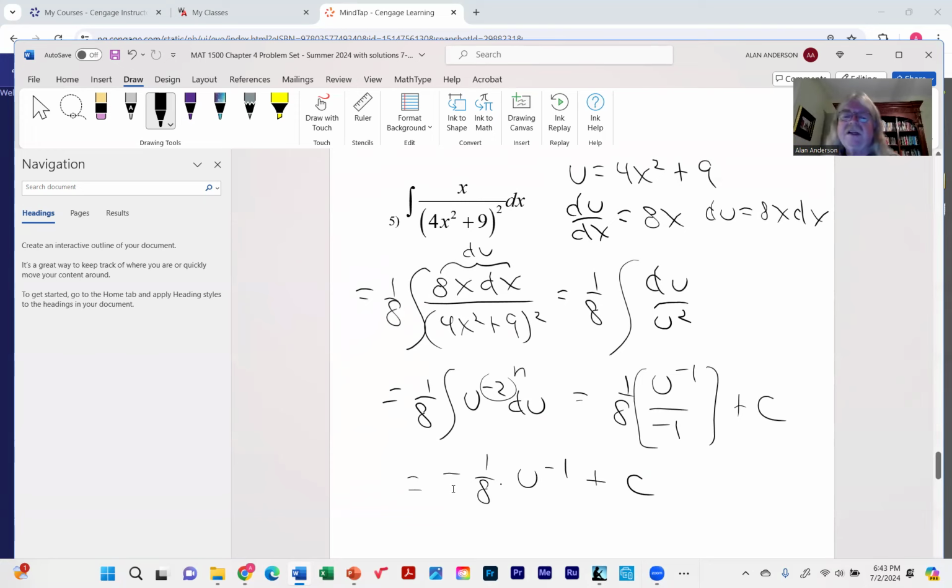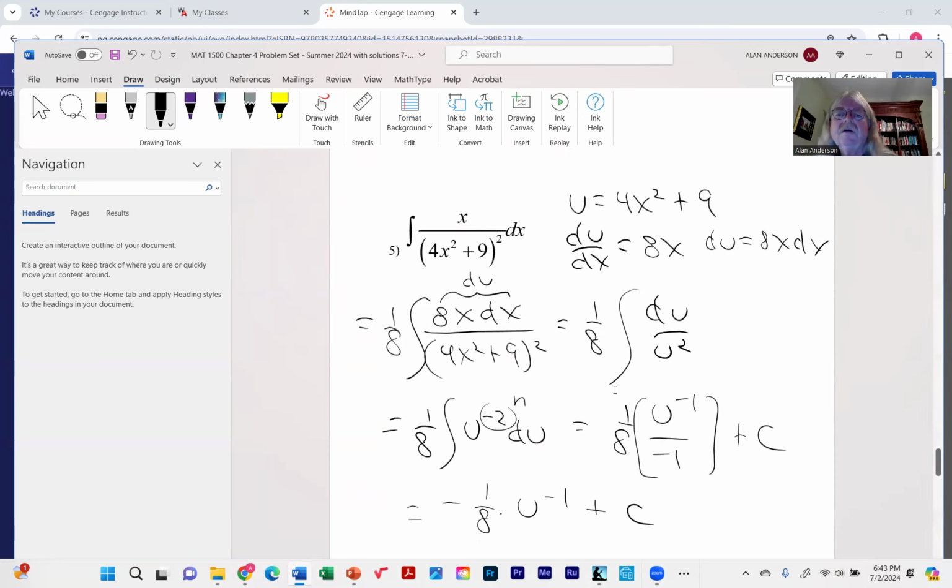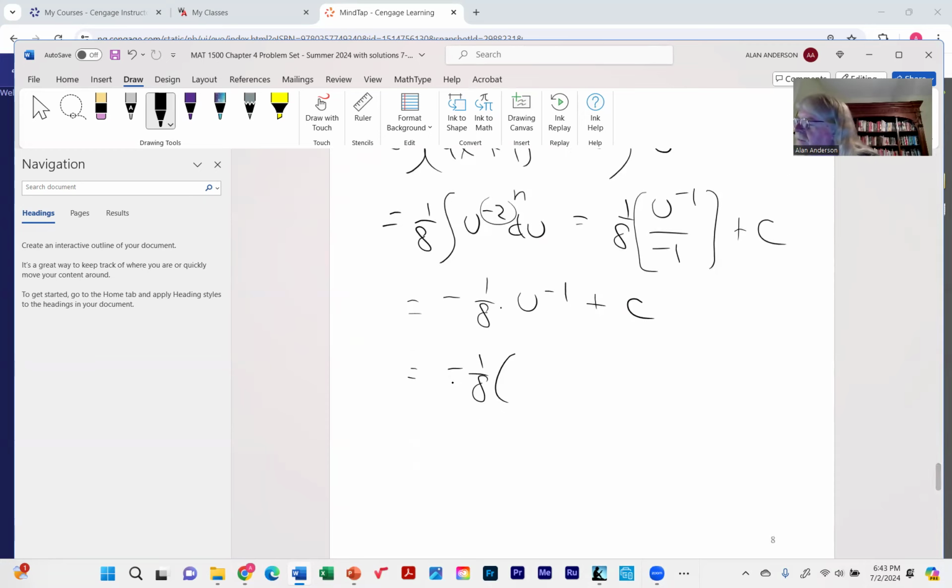And of course, we don't want to forget to replace the u with its definition. And that would be 4x squared plus 9. And that's your result.